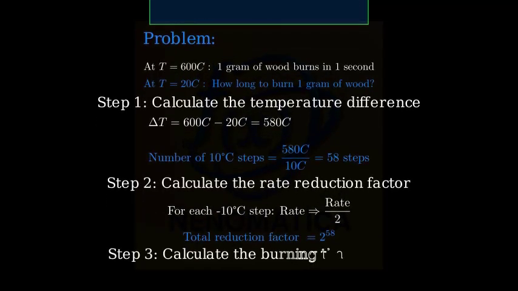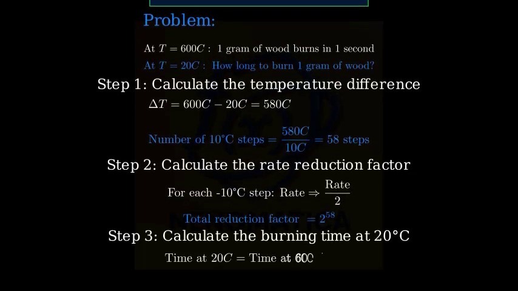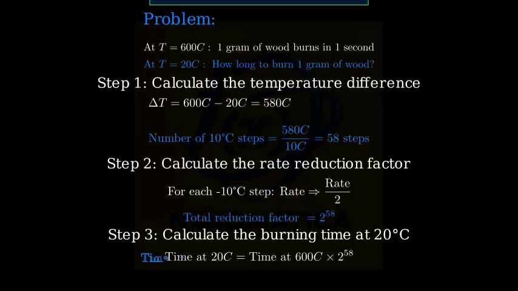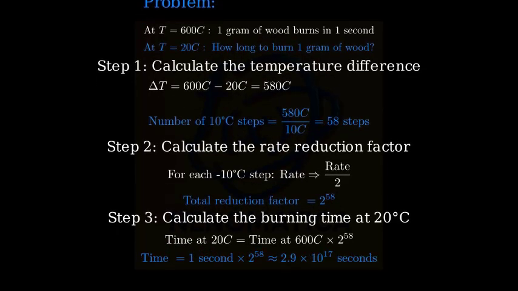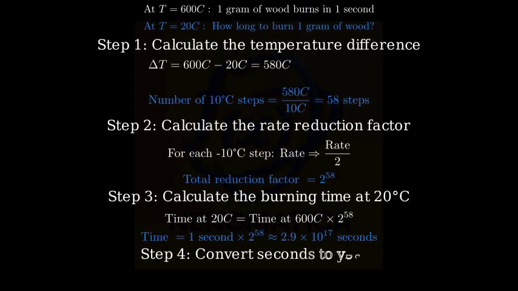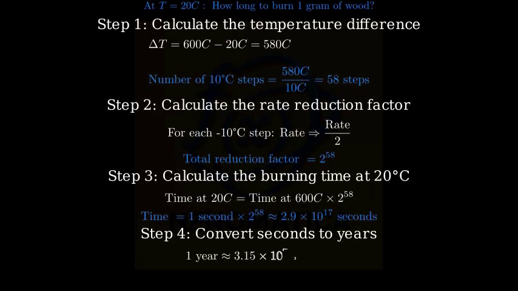Now, if the wood burns in 1 second at 600 degrees Celsius, then at 20 degrees Celsius, it would take 2 to the power of 58 seconds. Let's calculate this value. 2 to the power of 58 equals approximately 2.9 times 10 to the power of 17 seconds. To convert this to years, we need to divide by the number of seconds in a year. 1 year contains approximately 3.15 times 10 to the 7 seconds.